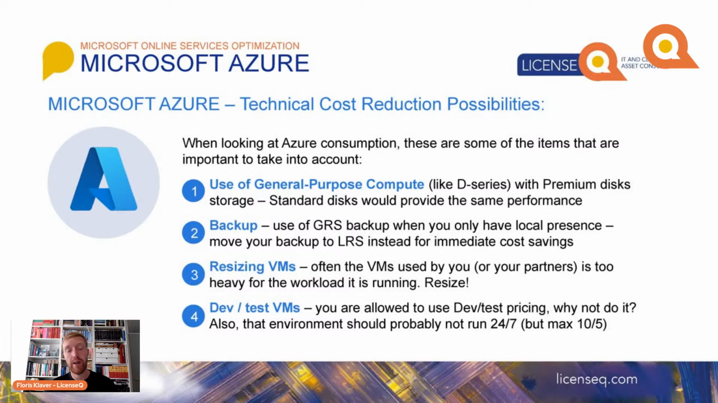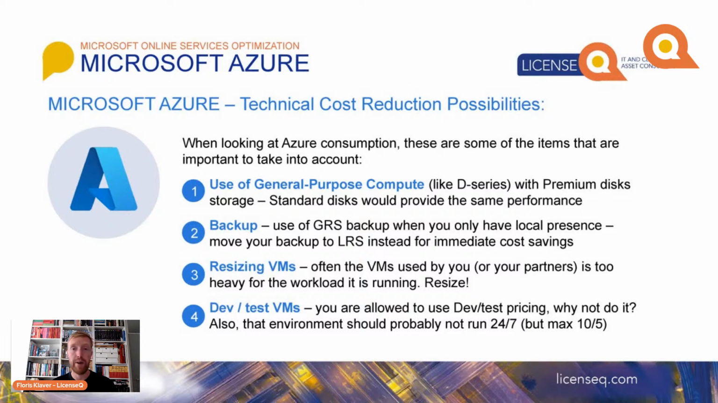So when you look at your Azure consumption on a monthly basis, what you can look for is the use of general purpose compute, like the D series compute, where you have tied premium disks to. Apparently, premium disks on a general purpose compute can't get the full value from this. So a standard disk would serve better, as it would provide the same performance.